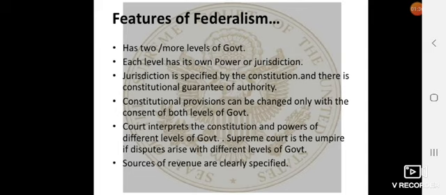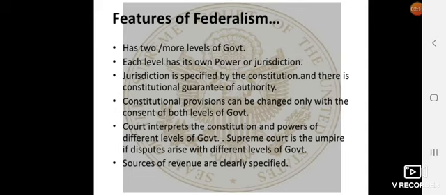Here we can see what are the features of federalism. In federalism, we have two or more levels of government, that is central, state, or sometimes the local government also. Each level has its own power or jurisdiction. So each level of government, that is central, state, or local self-government, has its own power or jurisdiction. Jurisdiction is specified by the constitution, and there is a constitutional guarantee of authority. Constitutional provisions can be changed only with the consent of both levels of government.